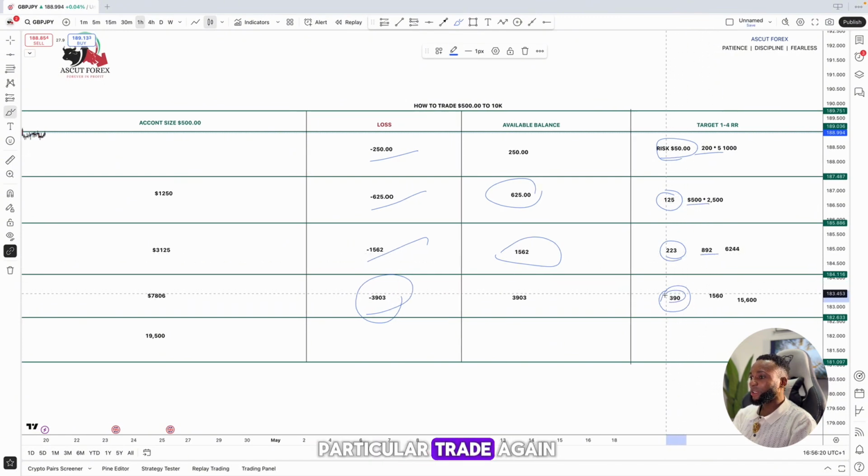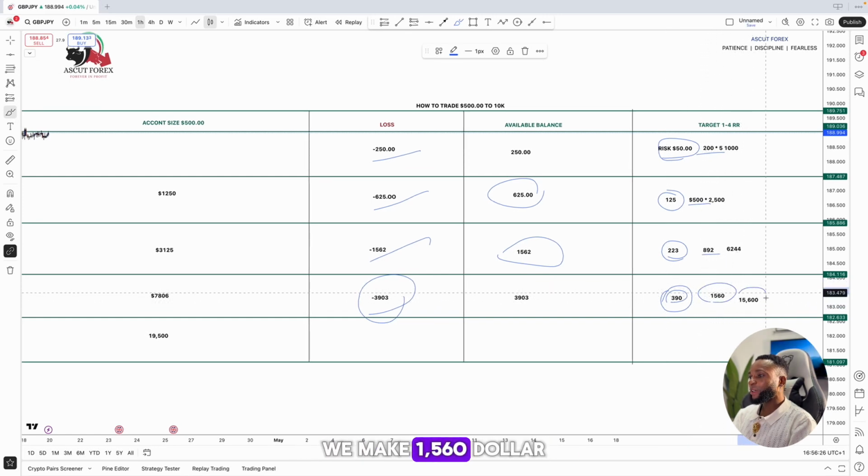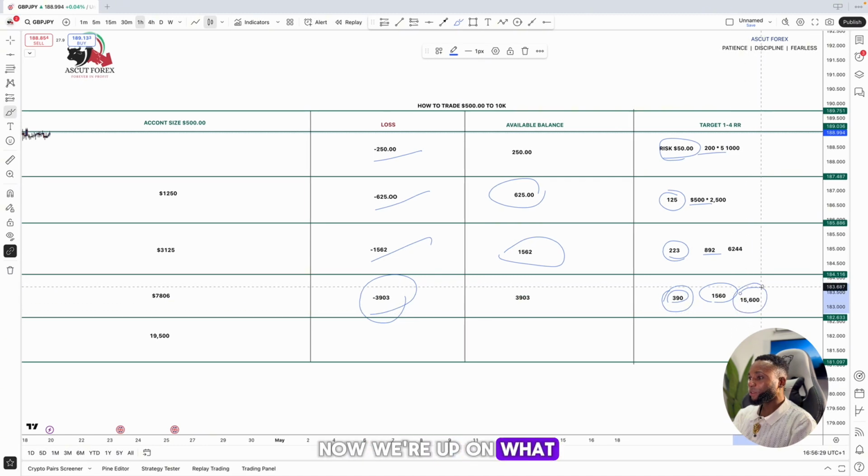On this particular trade again, what do we risk? We risk at least $396. What do we make? We make $1,560. Now we are up $15,600 profit.